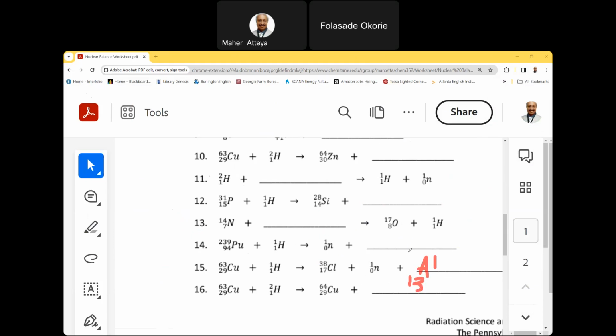What's the atomic mass or mass number? 25. So that's 39, and here 64, correct? Yes, 64 minus 39, correct? Give me 25. 5 and 2, correct. That's correct.